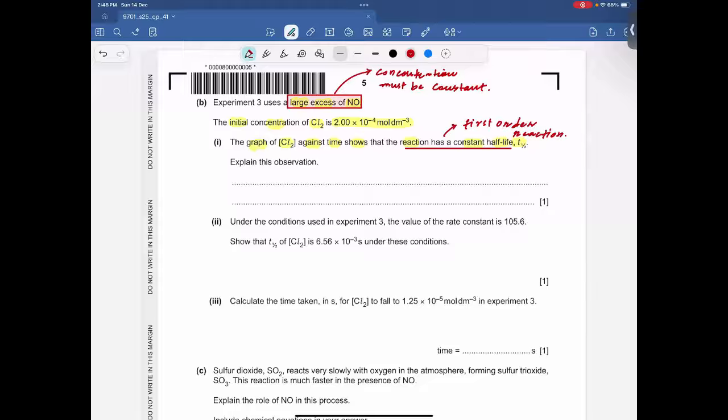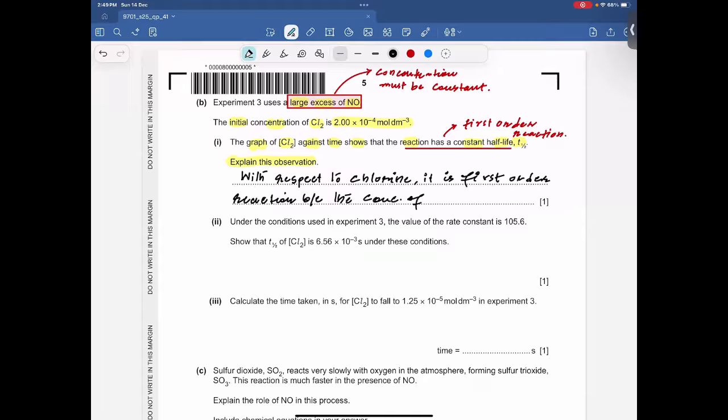All right. So explain this observation. With respect to chlorine, it is first order reaction because the concentration of NO is constant, so it has no effect on the rate of reaction. Okay.